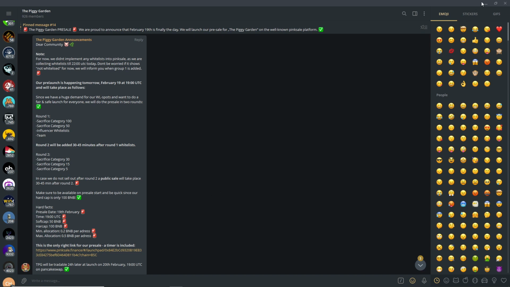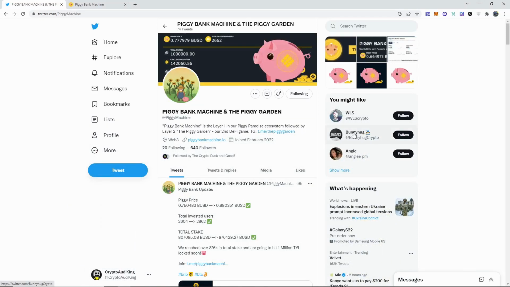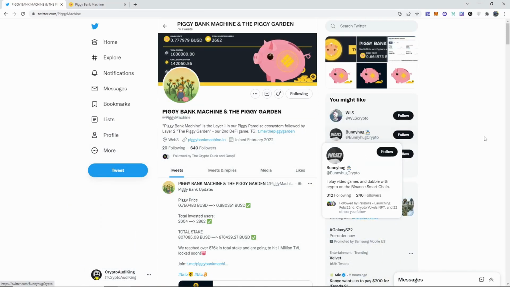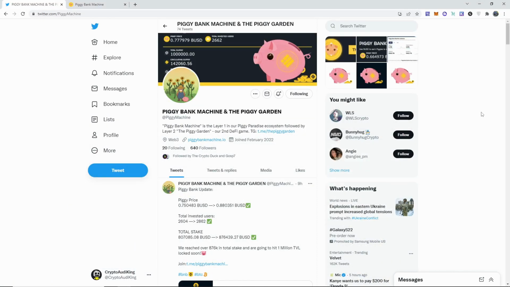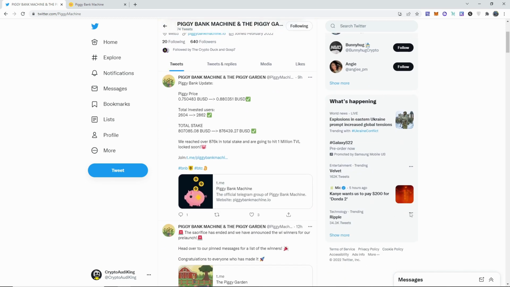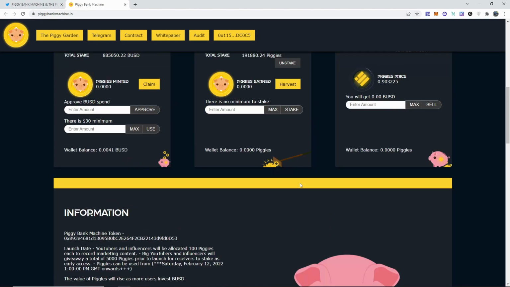It's pretty dope. They do have whitelisting spots and everything, but they are full. I asked if they could provide me with at least 3 spots available, but they were all topped off. So sadly, but the Piggy price right now is 88 cents. Total investors is really good, based off of this, it's almost 3,000. A good quantity is being staked. So this is pretty much their website.